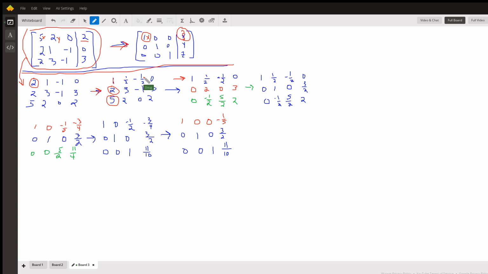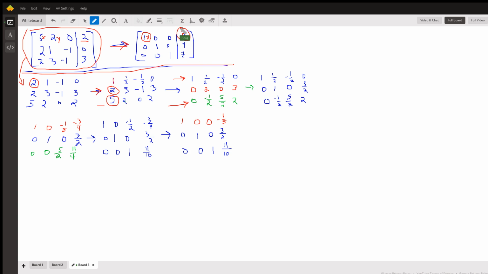And -2 times -1/2 is 1. 1 plus -1 is 0. And -2 times 0 is 0. 0 plus 3 still gives you the 3. And then at the same time, I'm going to multiply row 1 by -5 and add it to this row. And this is what I get. Now we've got zeros here.